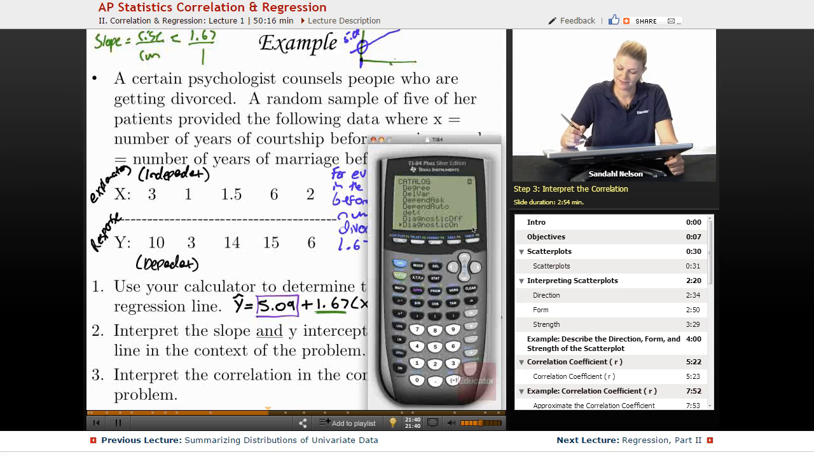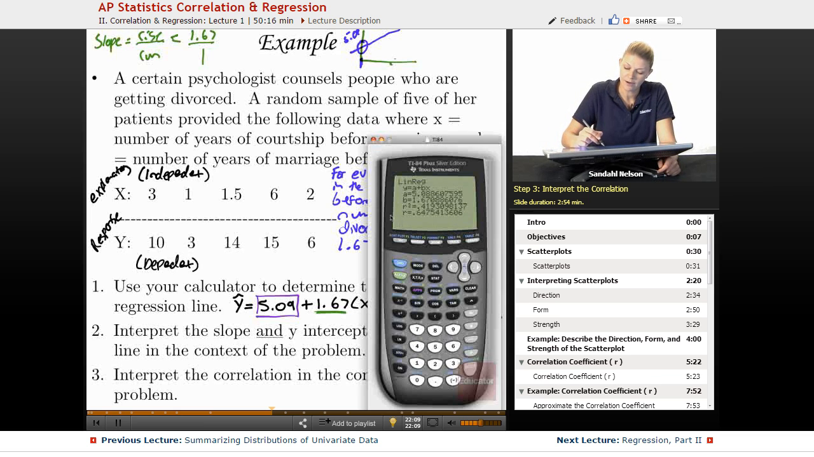So we have diagnostics on, hit enter, then hit enter again. Once you've done that, you won't ever have to do it again. So let's go back to stat, calc, and we're going to go to our LinReg. Here it is, enter, telling it the x's are in list 1, the y's are in list 2, and then when I hit enter, I now have these extra things. You won't have to do that again, even after you've turned your calculator on and off, but if you ever get a new calculator, you will need to do that.